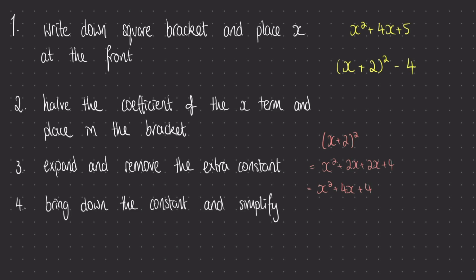The next step is to bring down the constant in the question initially, so that was plus 5, so I need to bring that down to the next line because we didn't consider that yet. And then we need to simplify it, so we would have x plus 2 in a bracket squared plus 1. That is in completed square form with my square bracket plus a constant at the end.